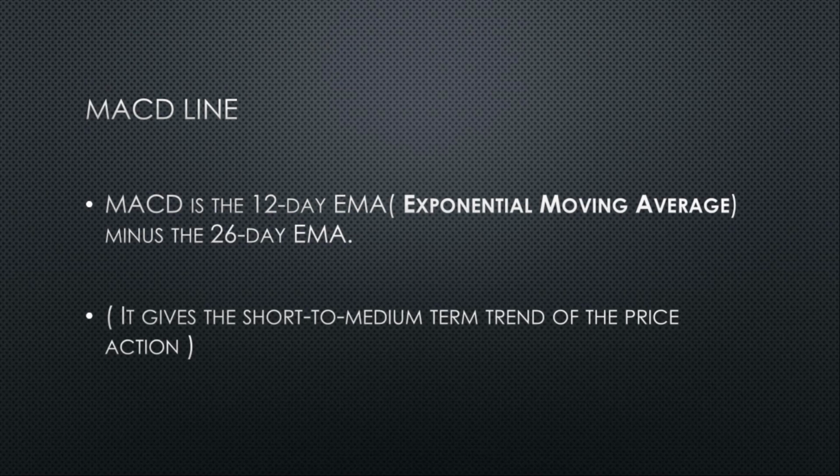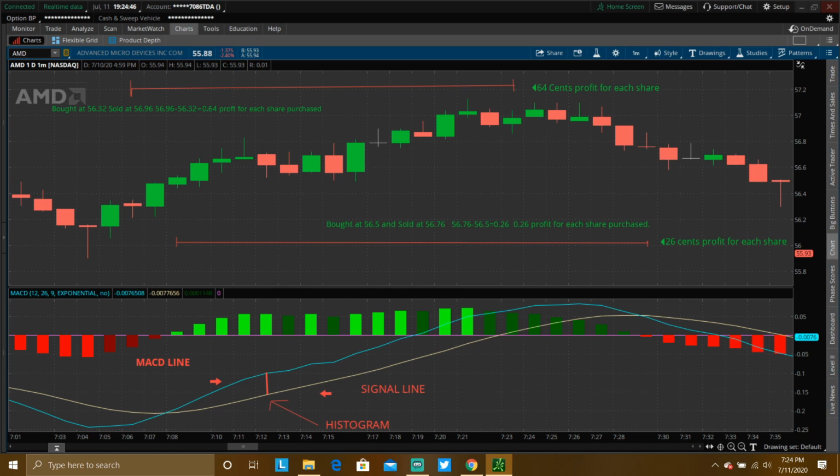So what is the MACD line? Well, the MACD line is the 12-day exponential moving average minus the 26-day exponential moving average. And it gives the short to medium term trend of the price action. And here I have an AMD chart from Friday, July 10th. And this would be the MACD indicator.